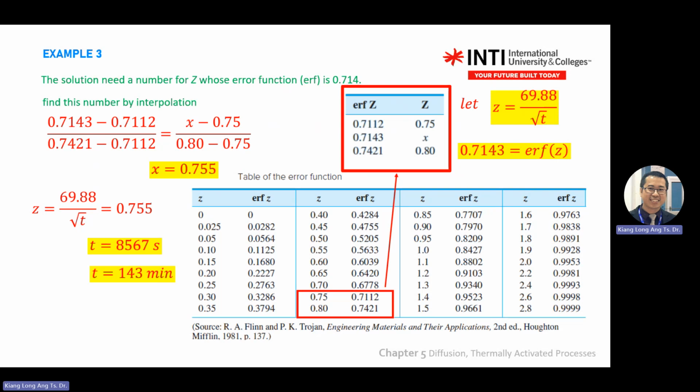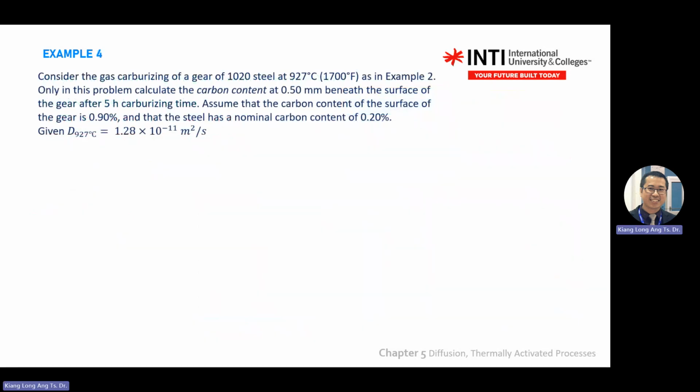Anyone not sure how to use the table? Okay, example 4 is a flip of just now. Try to see. Maybe I give you a few minutes to solve this one. Same equation, but different table.